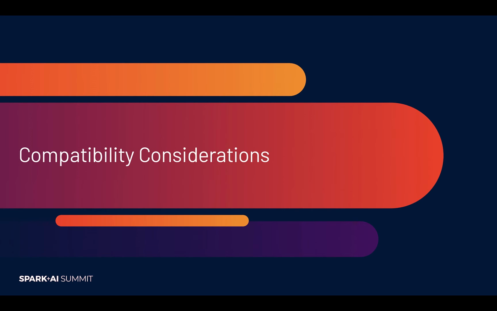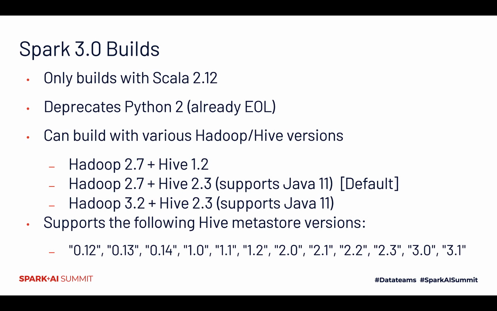Now, let's move to the third part of our training presentation and talk about compatibility considerations. So Spark 3.0, first of all, only builds with Scala 2.12. So we are no longer supporting Scala 2.11. Now, shouldn't be too big a deal because your code that was running and working on Scala 2.11 should work on Scala 2.12, provided that any libraries that you're using have also been updated and compiled for Scala 2.12.